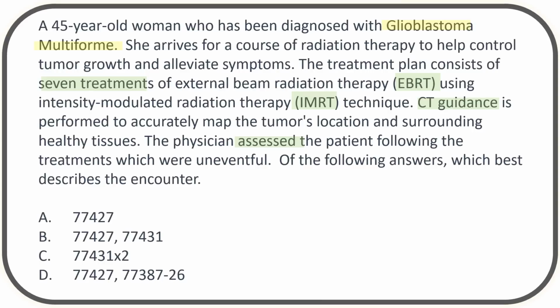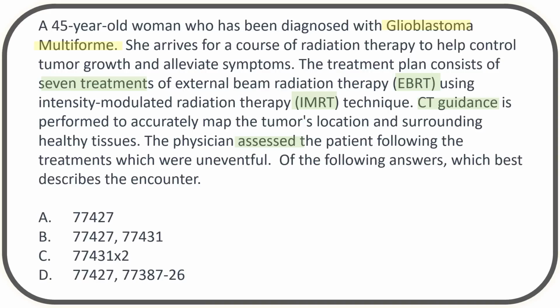We got another scenario of the following answers. Which best describes the encounter? A, 77427. B, 77427, 77431. C, 77431 times 2. And D, 77427, 77387 with a 26 modifier.